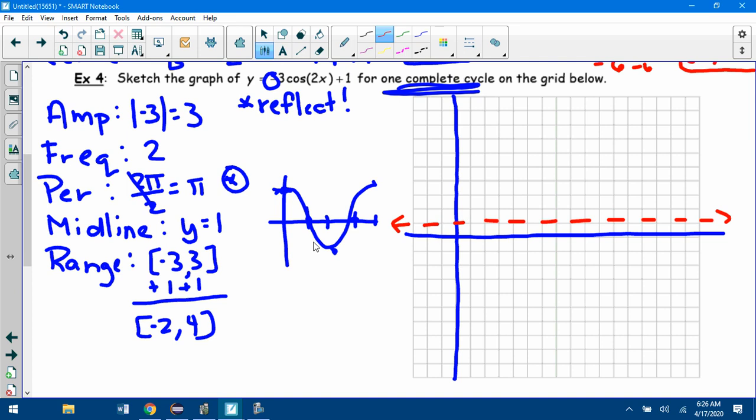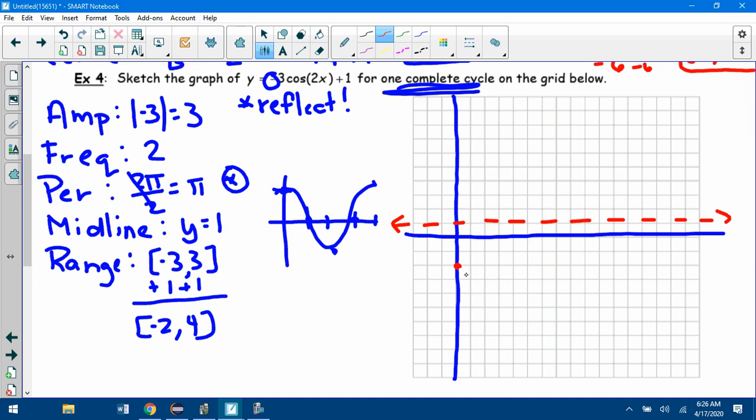Now use your parent graph. You have 5 points. So if you're doing 1 cycle, you should have 5 points again. The amplitude is 3 and it's being reflected. So instead of going 3 above the midline to start, we're going to start 3 below the midline. So 1, 2, 3, we're going to start right here.